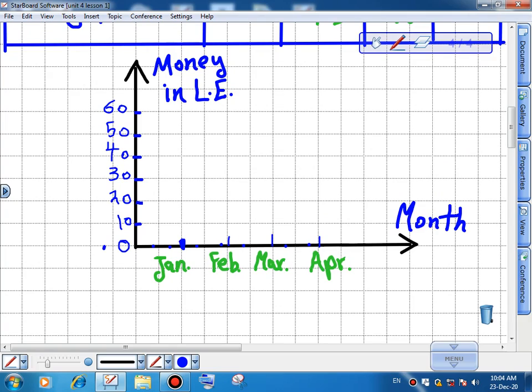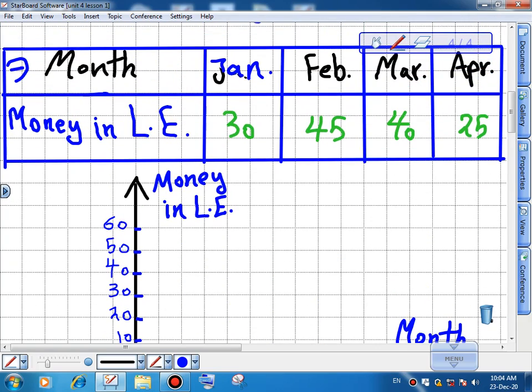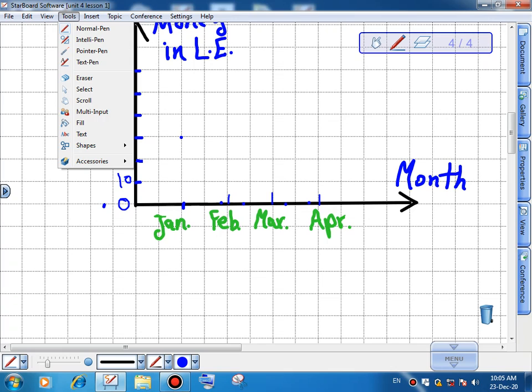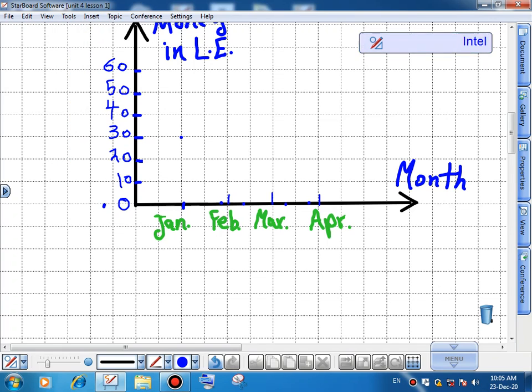If we look at January, he saved 30 pounds. So I need to go from 0 and go to 30. I don't need to draw just a line. No. In this case, we will use a bar graph, not a line like this. The bar graph will take a double line like this. It is called a bar graph.